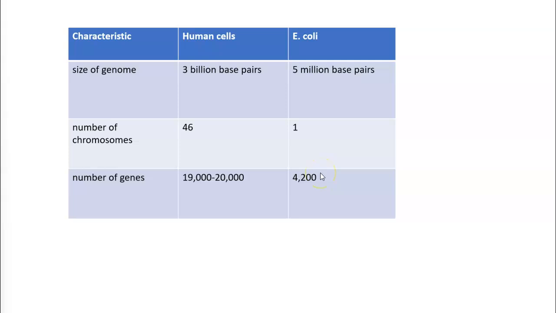coli cell. So again, you can imagine that it takes fewer different kinds of proteins to run a bacterial cell than it would take to run a human cell. So genome, chromosome, and genes.